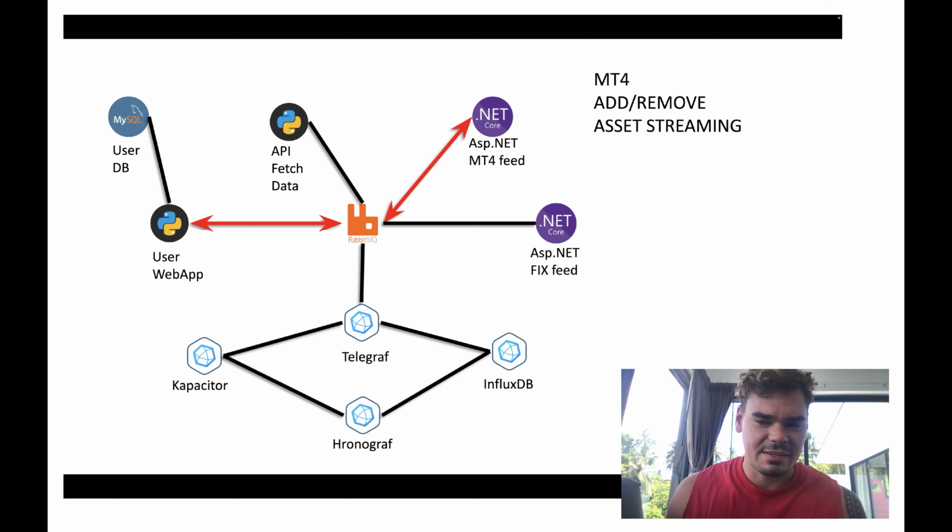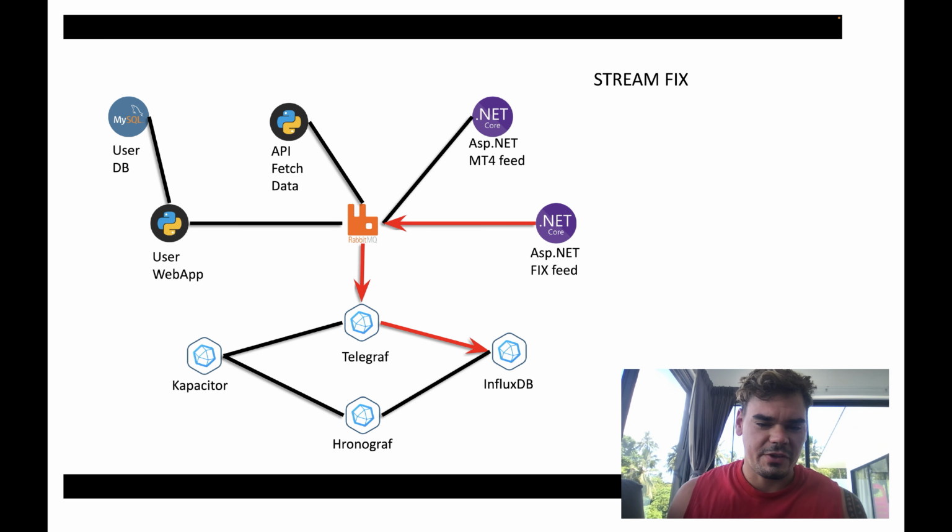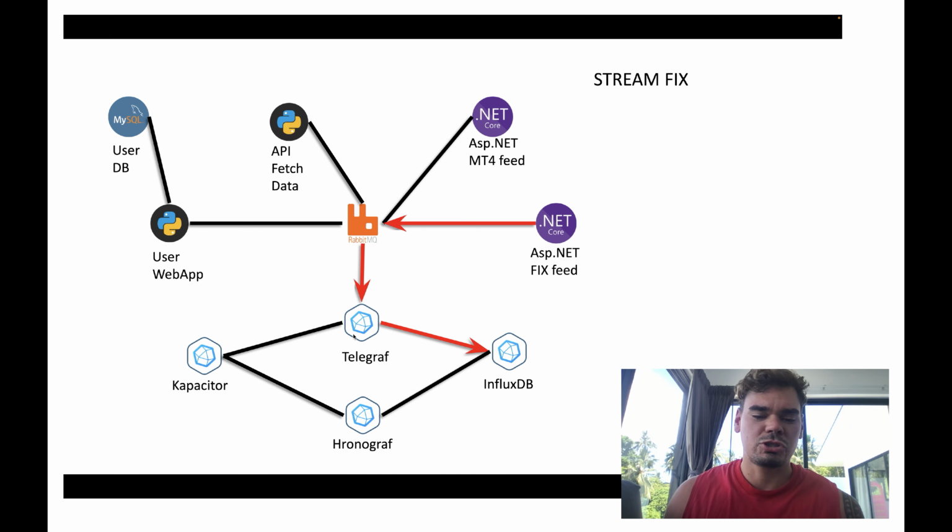Upload, remove asset data. Okay, this is for streaming, so the web app communicates with RabbitMQ to pass the message to MT4 feed, which is actually an ASP.NET application, and the same for FIX. And when it comes to streaming, let's say the FIX connection streams quotes to RabbitMQ, and RabbitMQ passes that data to Telegraf, which is part of the InfluxDB stack, and Telegraf pushes this data to the InfluxDB database. The same for MetaTrader 4. So yeah, that was the small design I made.